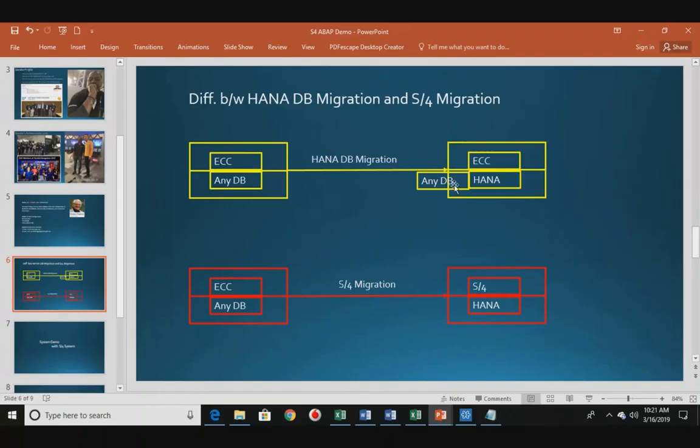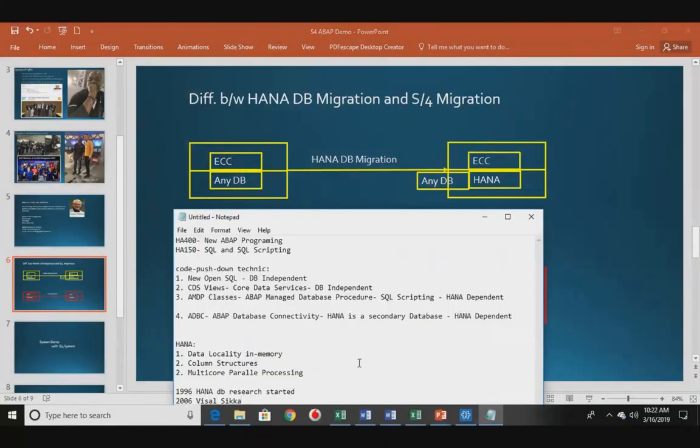If you remember the introduction class, I told you that the ADBC, ABAP Database Connectivity, code pushdown technique is going to be used when HANA is a secondary database. So in this kind of scenario, ADBC will be used. AMDP will not be used here because AMDP is specific to the HANA database only.